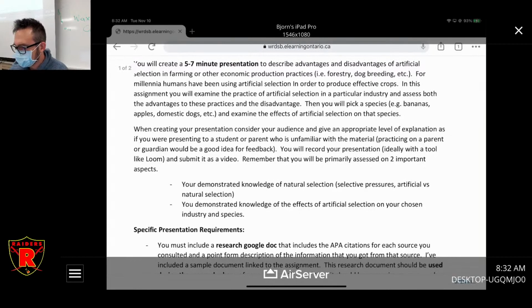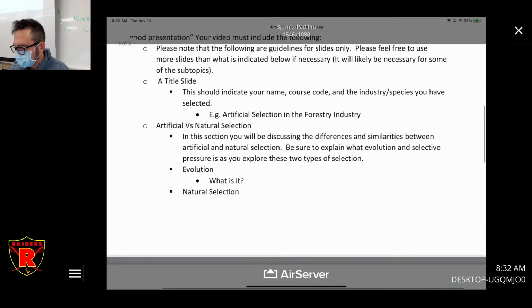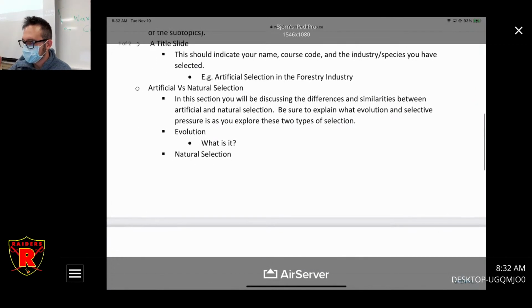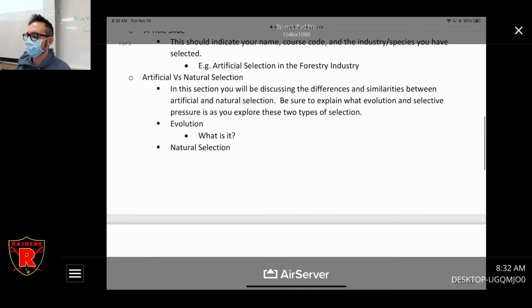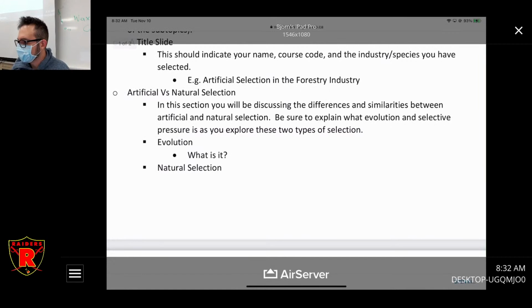So again, you're going to pick one of these. You're going to start by telling me what is the difference between artificial and natural selection. We've been discussing that a little bit here, but explain those selective pressures and what is the functional difference between the two of those. Okay, and then spend some time talking about what a selective pressure is and how they are different between the two types.